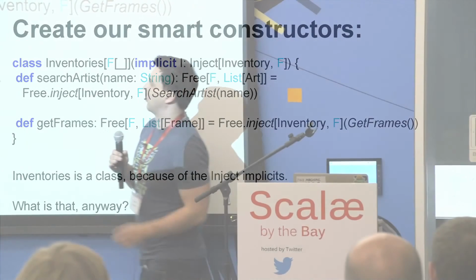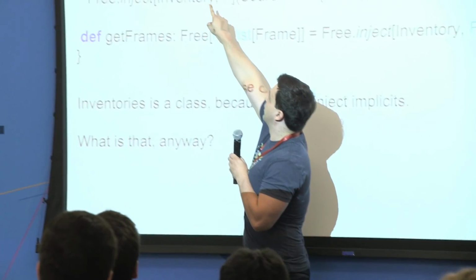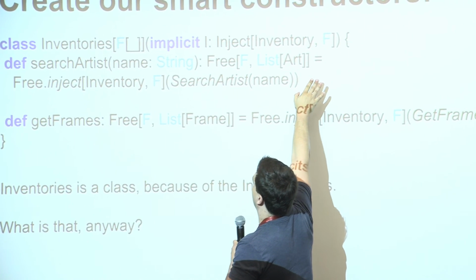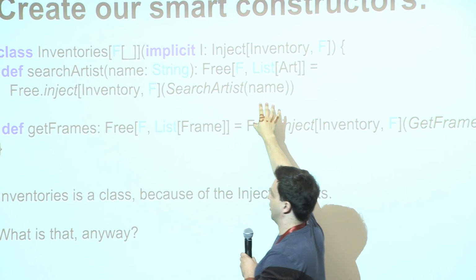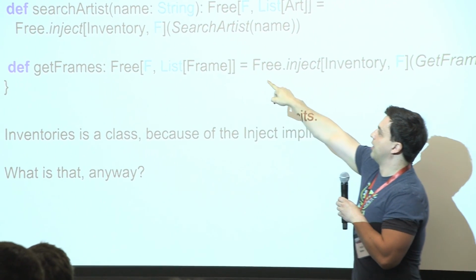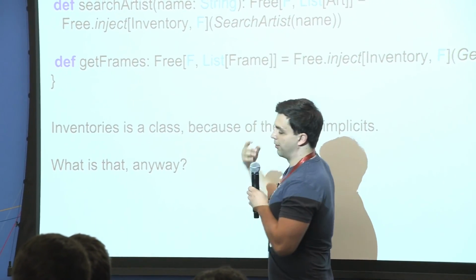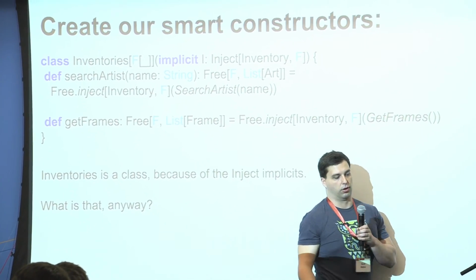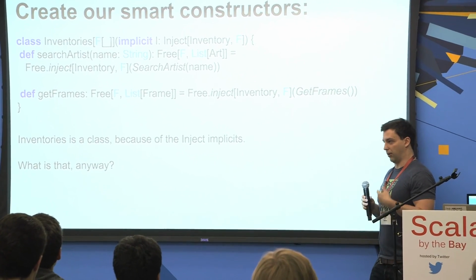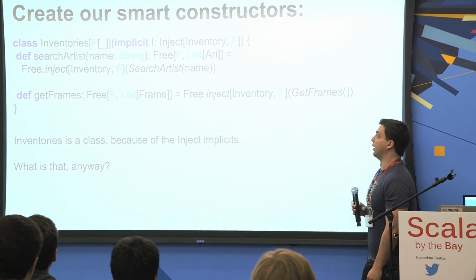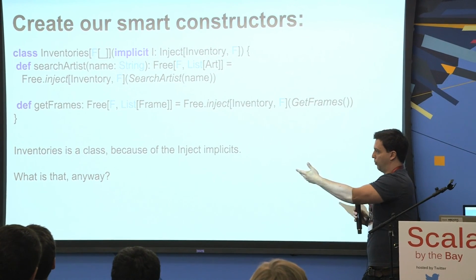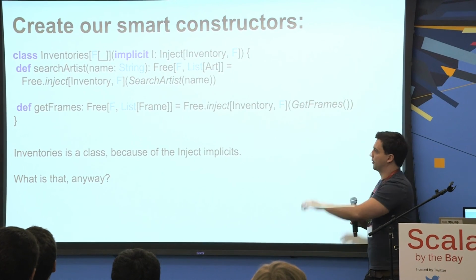Notice this class inventories. It's parameterized on F, and it takes an implicit of inject at the top. So first of all, you can see that these smart constructors, you have to instantiate them, which is kind of interesting. And the F in this case is supposed to represent another grammar that you want to work with. So for us, this might be a shopping cart, but it's not dictated. It's generic on F, whatever that might be. And you also expect an instance of inject to be provided to you. And we'll get to that shortly.